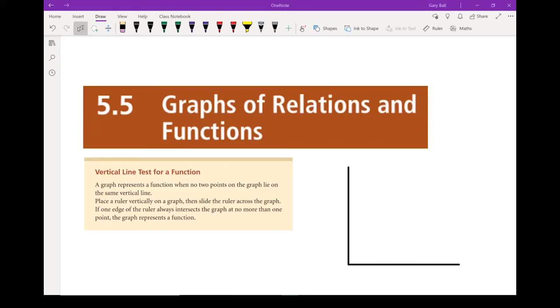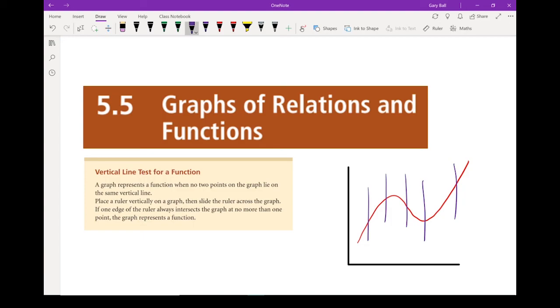5.5, graphs of relations and functions. Okay, let's just do a quick review. In order for something to be a function, it has to pass the vertical line test. What that means is that if I have a graph, say something like that, check the vertical line test. I'm going to draw a bunch of vertical lines.